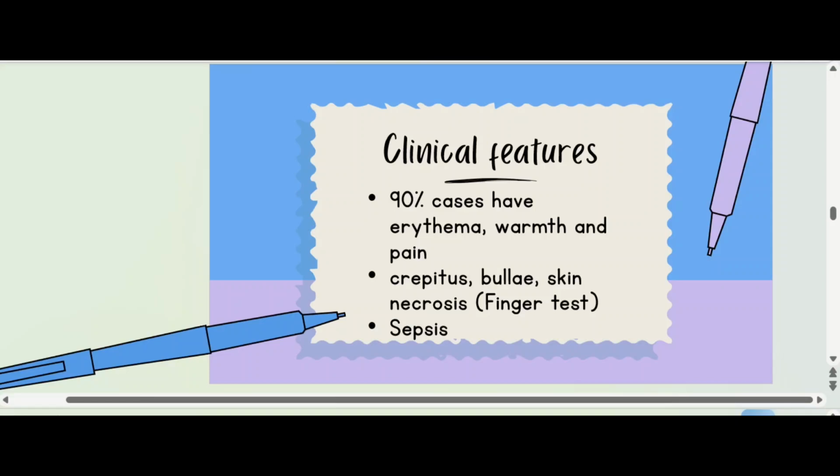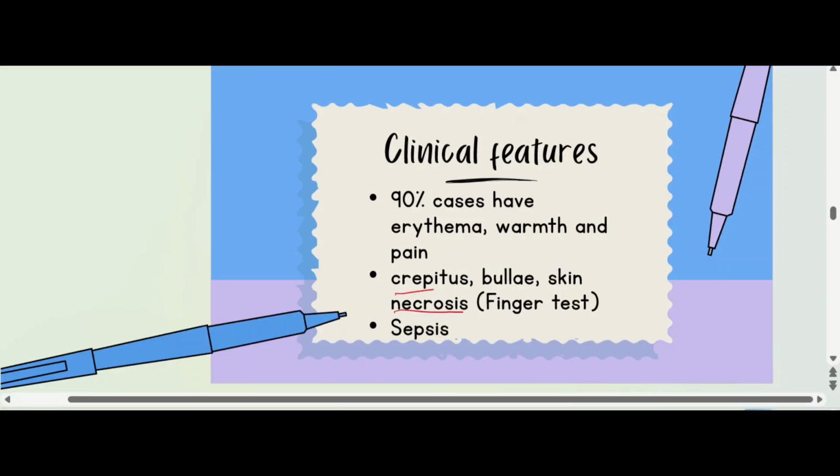Coming to the clinical features of necrotizing fasciitis, 90% of cases have erythema, warmth, and pain. Crepitus, bulla, and skin necrosis are also seen. So traditionally we do the finger test. What is the finger test? Under local anesthesia, we give an incision around 1.5 centimeter over the affected part, and then by using our fingers, we probe down the affected part up to the deep fascia.